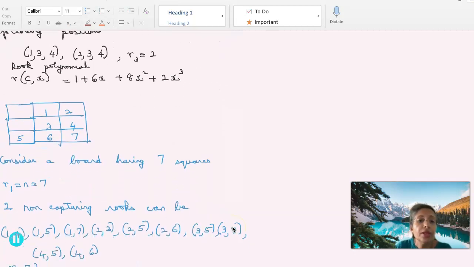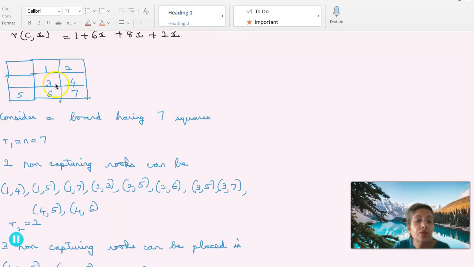Now consider a board having 7 squares. You have the 7 squares here, and what is n here? It is 7. So two non-capturing rooks, 2 at a time: 1 and 4, 1 and 5, 1 and 7. Then starting with 2: 2 and 3, 2 and 5, and 2 and 6. And then starting with 3: 3 and 7. Then you have 4 and 5, 4 and 6. So how many are there totally? 1, 2, 3, 4, 5, 6, 7, 8, 9, 10.